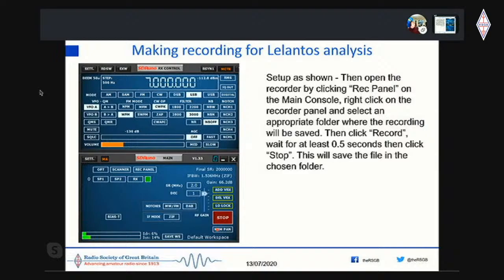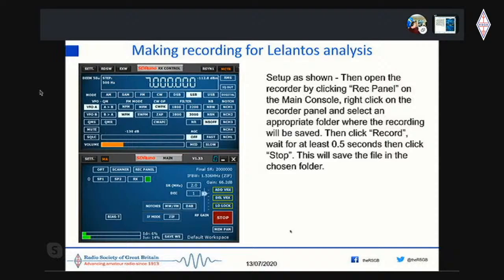So we show the example here for SDR UNO, and what we want you to do is to set it up as shown. I'll do this in a moment, but the important thing is to have 0IF selected, to use about a 2 megahertz bandwidth, and then to start the recorder. Having started it, you then need to go to the recording panel, press start recording, wait for about half a second, press stop recording, and you're done. Shouldn't be too difficult. So let's see if I can do it.